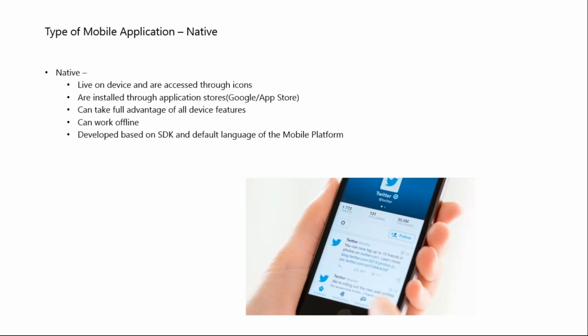All right. So what is native application? Native, I'm quite sure most of you are already using it. For example, Twitter. Here we have taken an example of Twitter. We have Facebook as well. Okay, so it is a standalone independent application residing on your smartphone. So it is live on device and you can just access it with a tap on the icon.